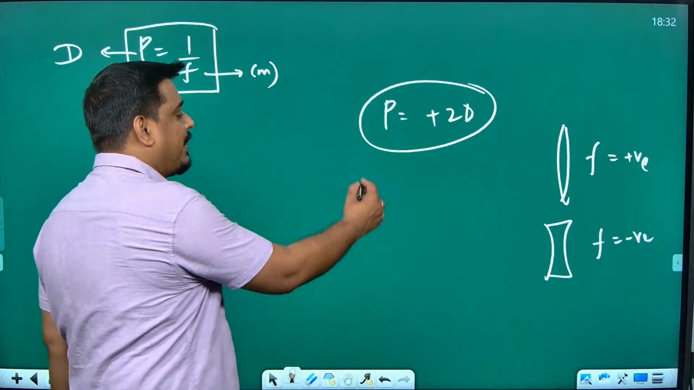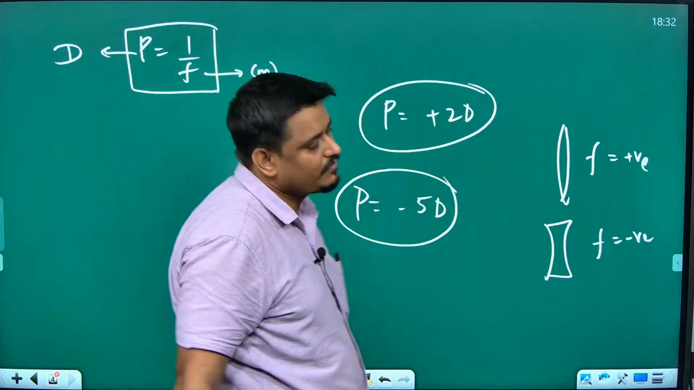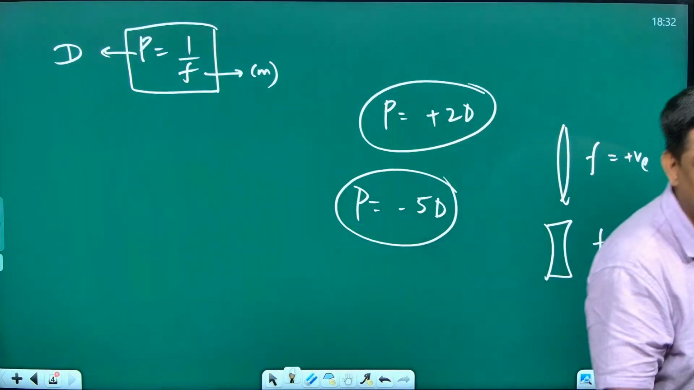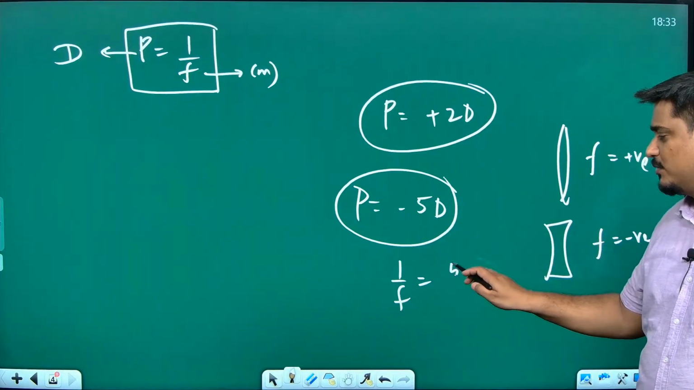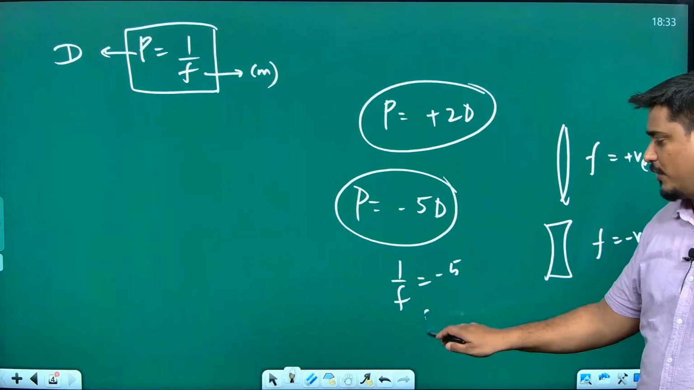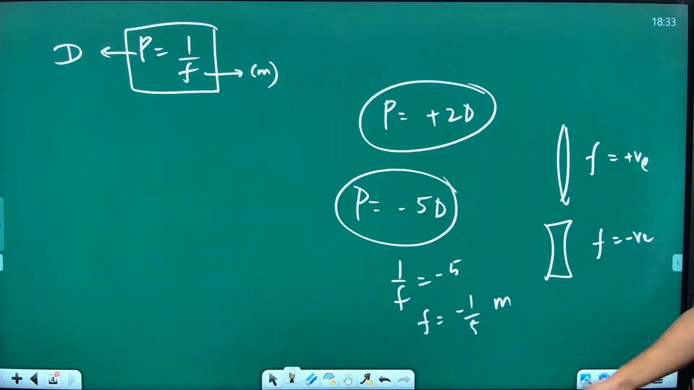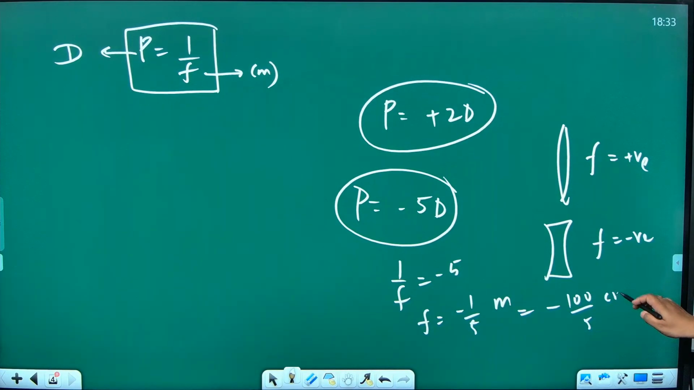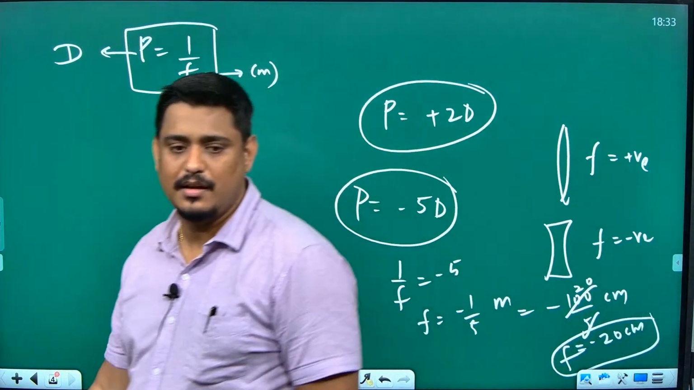If I say the power of a lens is -5 diopter, what lens are they using? Concave lens. Of what focal length? Easily you can find. You will write P is equal to 1 by F. 1 by F is equal to -5, so F will become equal to -1 by 5 in meters. To make it simple, I will multiply by 100 to make it centimeters. So -100 by 5 centimeter, which becomes -20 centimeter. So the focal length is -20 centimeter. Are you getting my point?